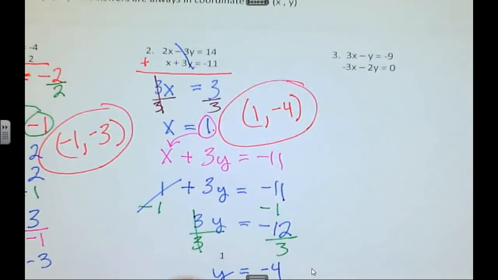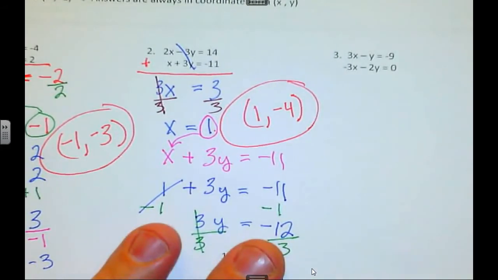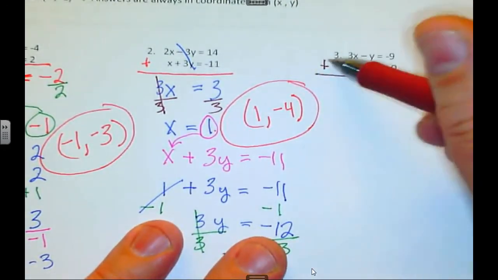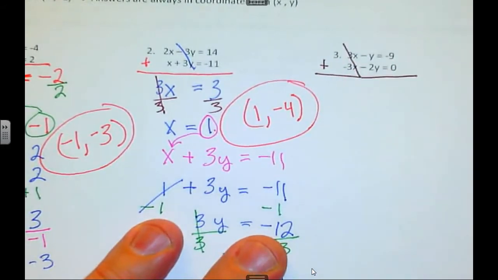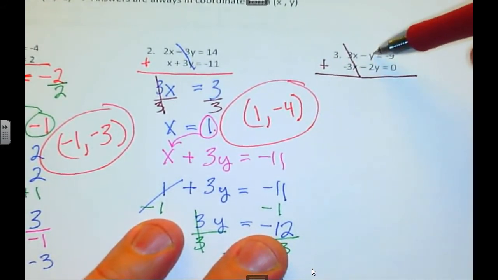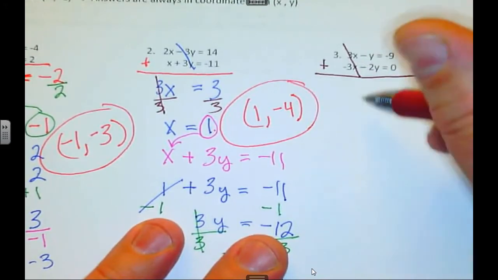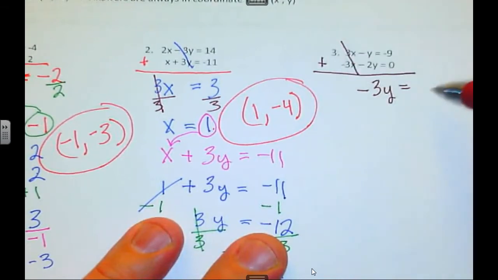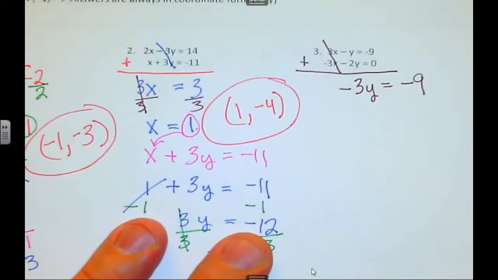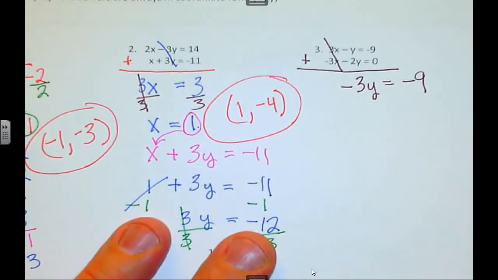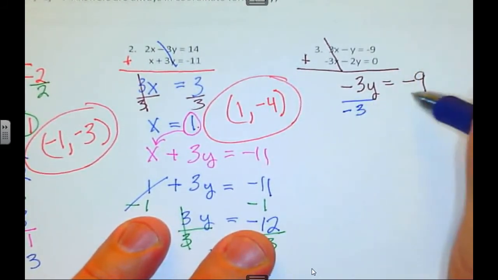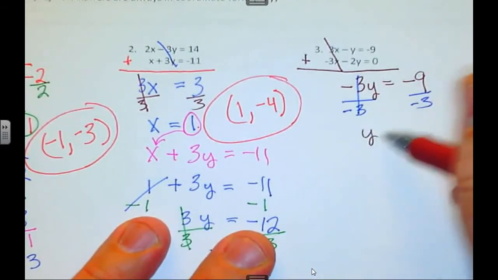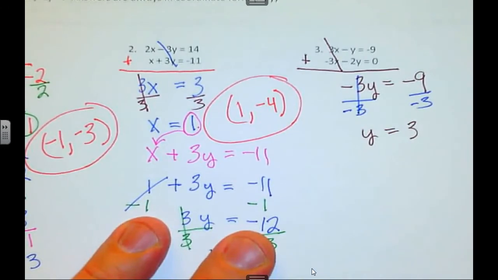All right, number 3. Add the two equations together. 3x plus -3x cancel out. -1y plus a -2y is a -3y. -9 plus 0, -9. Divide both sides by the coefficient -3. And I get y equals +3.